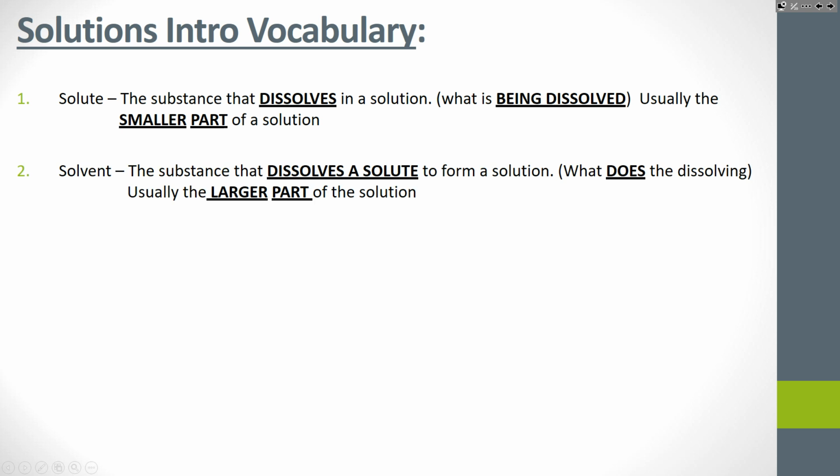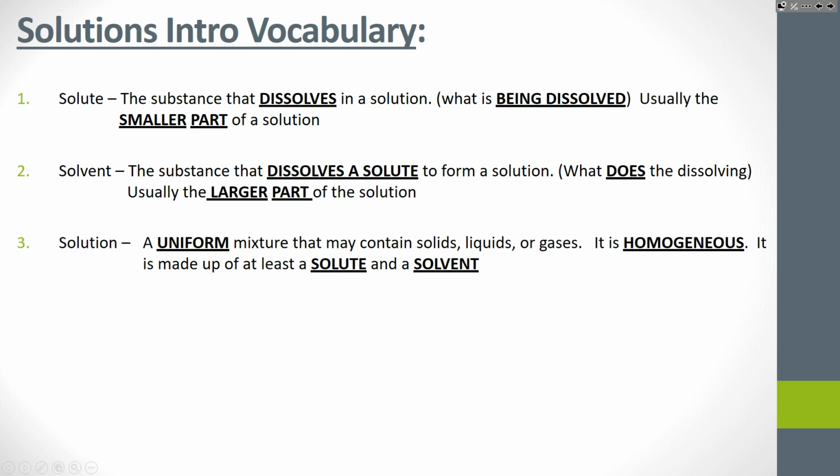A solvent is the thing that does the dissolving. The solvent is the dissolver. So usually water is our solvent in the chem lab. When you're making tea or coffee or hot chocolate, water is again your solvent. It's usually the larger part. You usually have more solvent than solute.